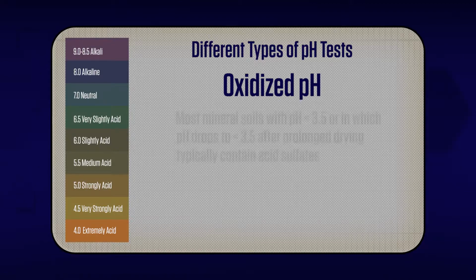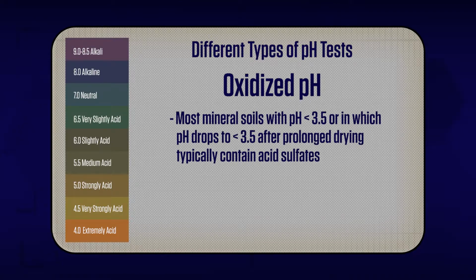Oxidized pH. Most mineral soils with pH less than 3.5, or in which pH drops to less than 3.5 after prolonged drying, typically contain acid sulfates. The oxidized pH test can determine if known or suspected sulfitic materials will oxidize to form a sulfuric horizon.